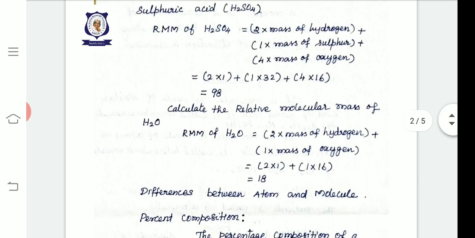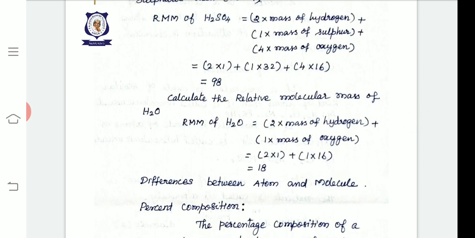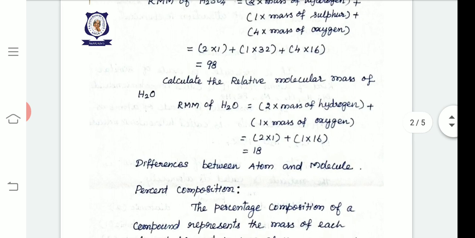Let's see another example. Calculate the relative molecular mass of H2O, water molecule. Here, the atomic mass of hydrogen is 1, oxygen is 16. Substitute the values: 2 into mass of hydrogen, as there are 2 hydrogen atoms, plus 1 into mass of oxygen. So 2 into 1 plus 1 into 16, totally 18. The molecular mass of water molecule is 18. The molar mass of water is 18 grams.